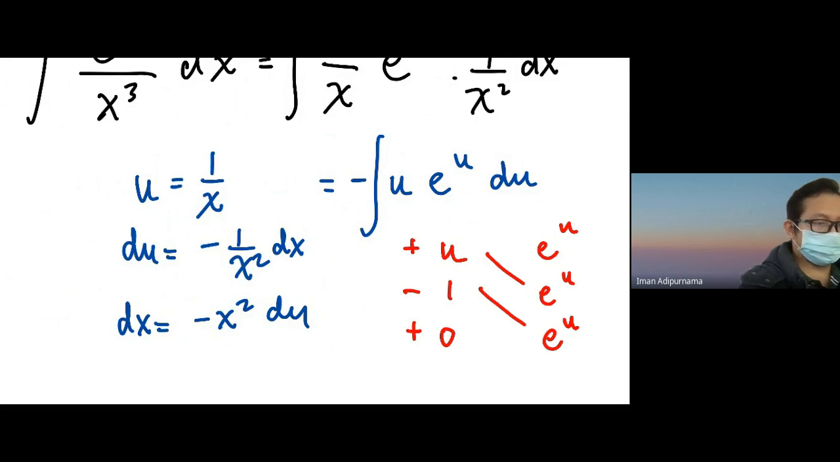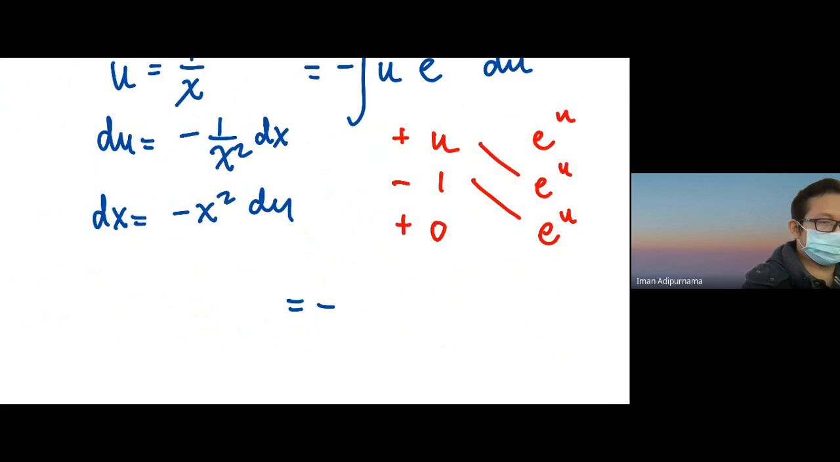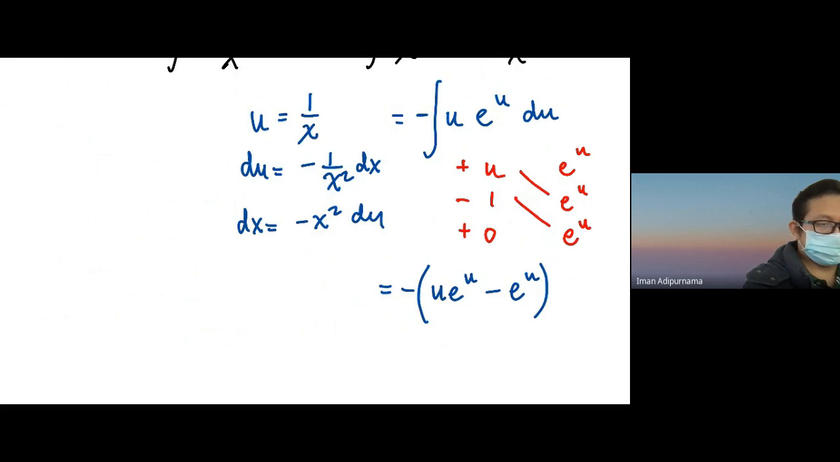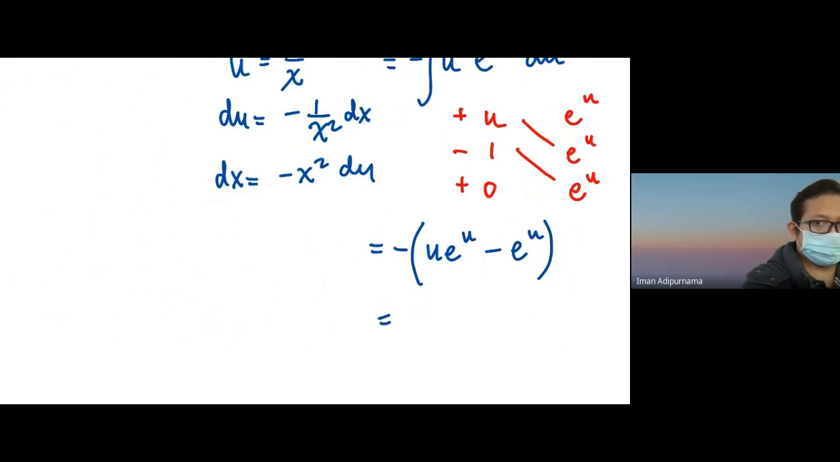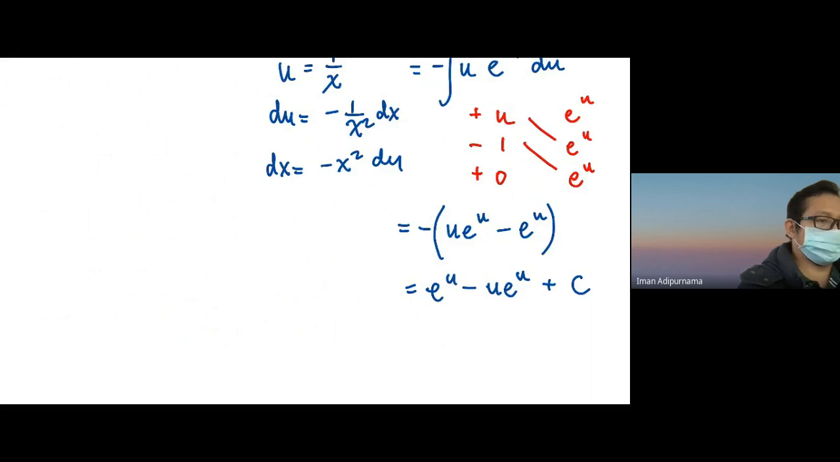Because it's 0, we can skip that part. So we will have minus u e to the u minus e to the u, or in our case, this will be e to the u minus u e to the u plus, let's say plus C first.